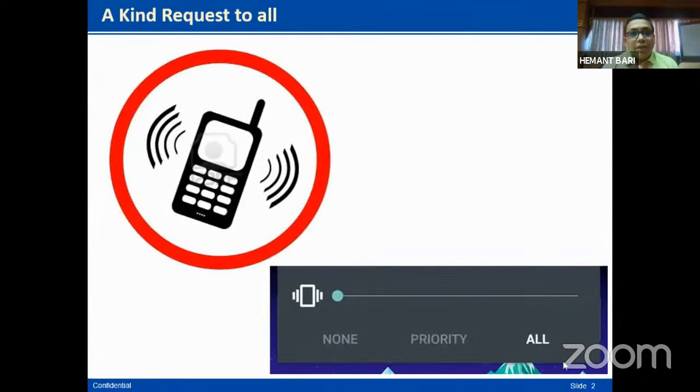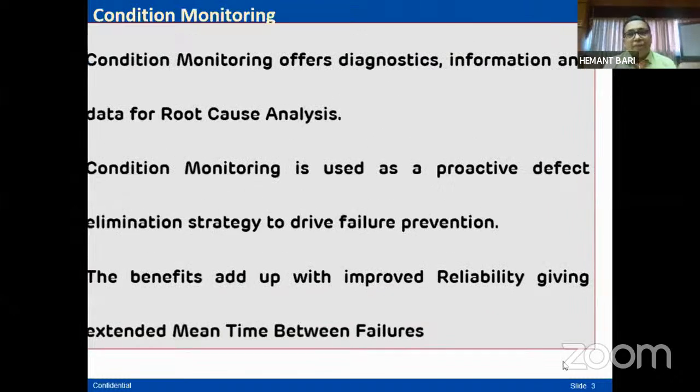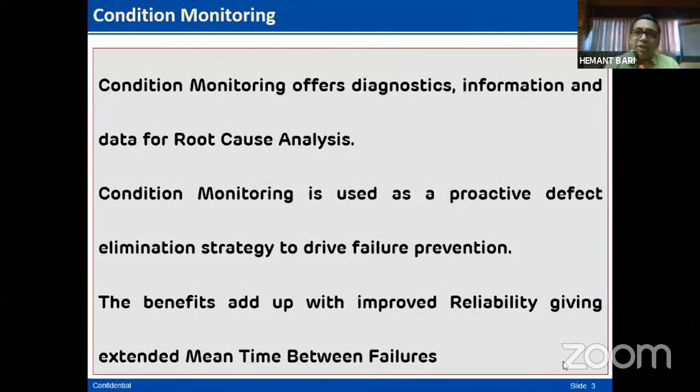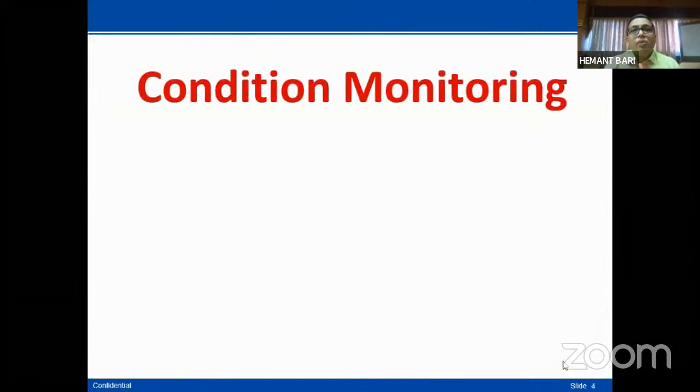Condition monitoring offers diagnostic information and data for root cause analysis. Condition monitoring is used as a proactive defect elimination strategy to drive failure prevention, and the benefits add up with improved reliability, giving extended mean time between failures. These are all Google definitions, difficult to understand. Simplifying this in our own language, what is condition monitoring?